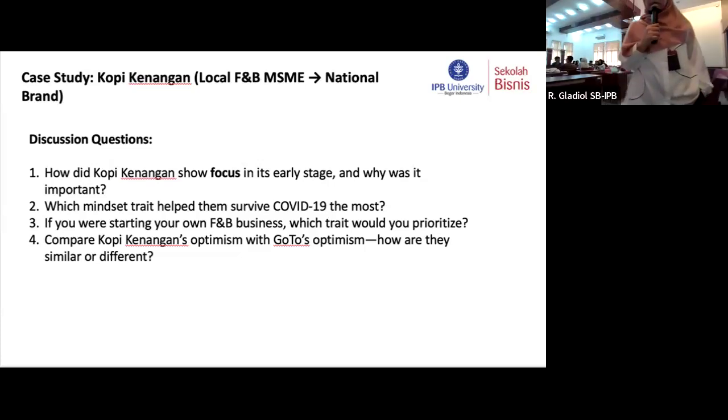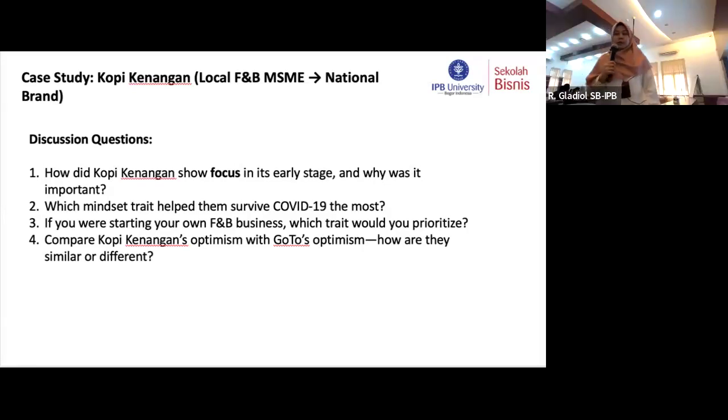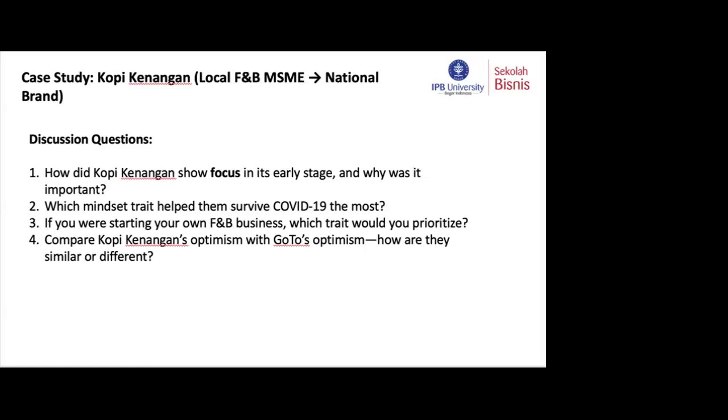In Zoom, number two, please answer. Who wants to share number two? I will present number two. Which mindset trait helped them survive COVID-19 the most? We think it was a mix of optimism, adaptability, and also innovation. Because Kopi Kenangan stayed positive, quickly adapted to the situation, and also came up with new ways to sell. For example, using delivery apps and promoting online orders.